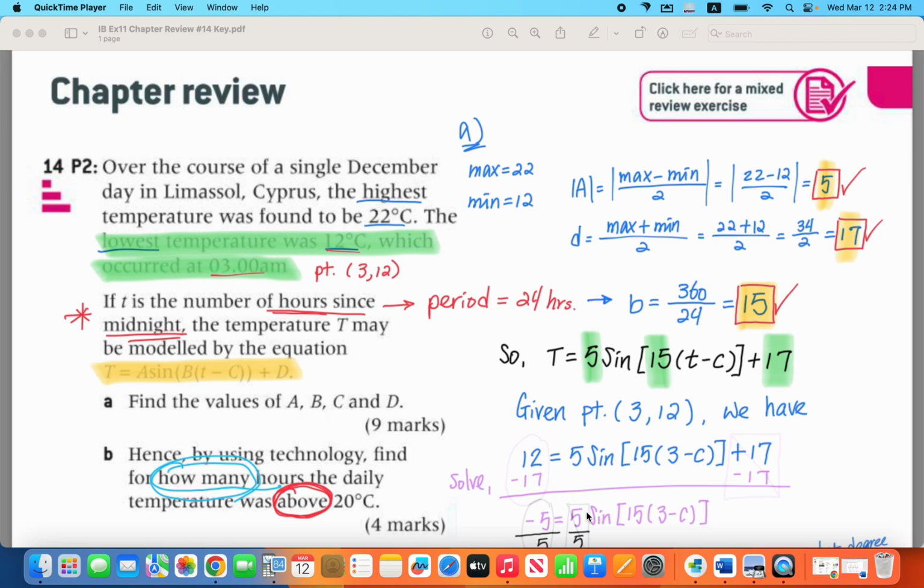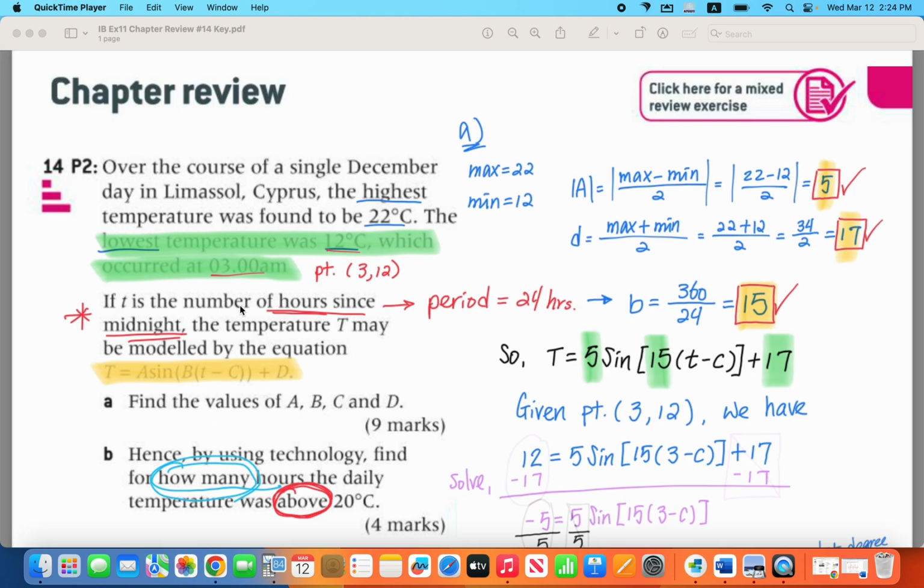In this video, we're going to talk about the solution of sinusoidal functions. Given a function T equals A sine of B times (t minus C), plus D. Remember, we mentioned that A, B, C, D are just numbers. We're going to figure this out.